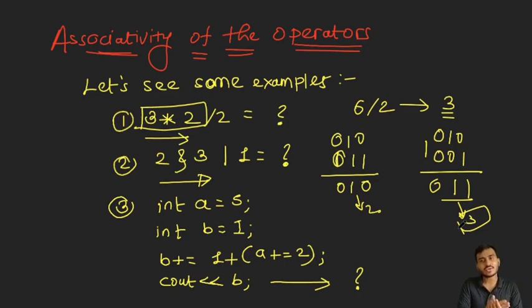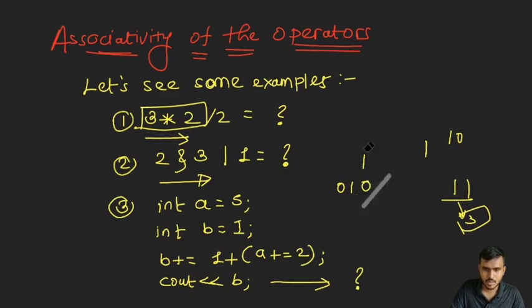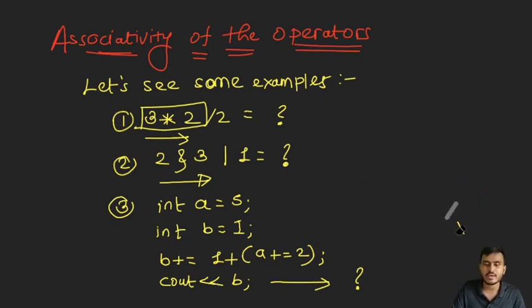Now let's try to answer the third question. The third question is also very easy. Let me erase this board. In the third question, we are declaring two variables a and b. Initially the value of a is 5 and the value of b is 1. Then we have written one expression: b plus equal to 1 plus, in brackets, a plus equal to 2.